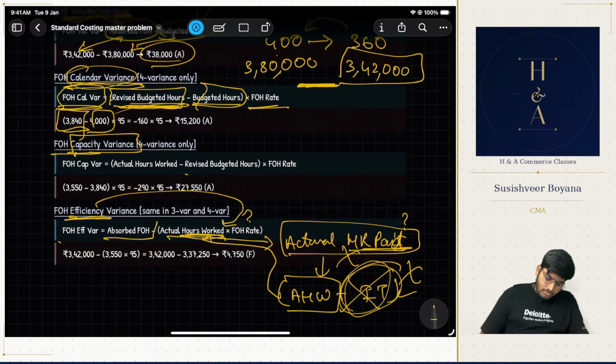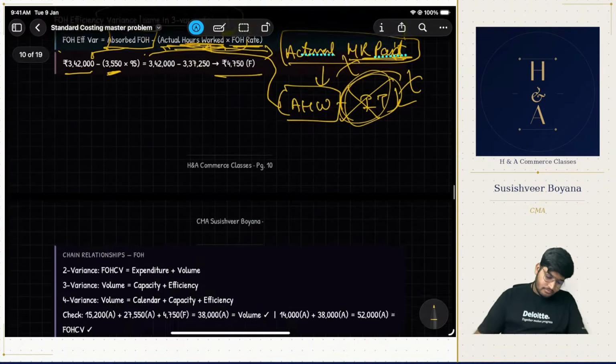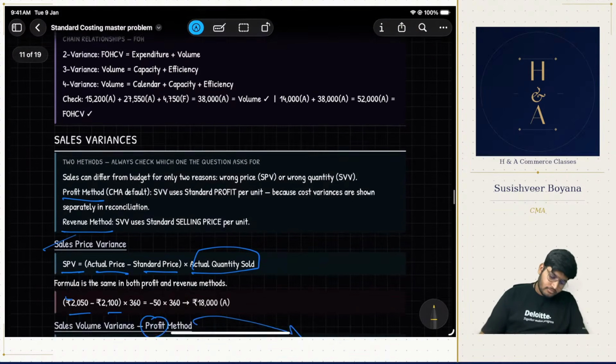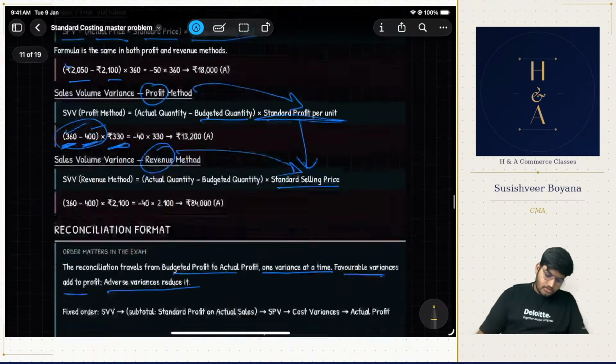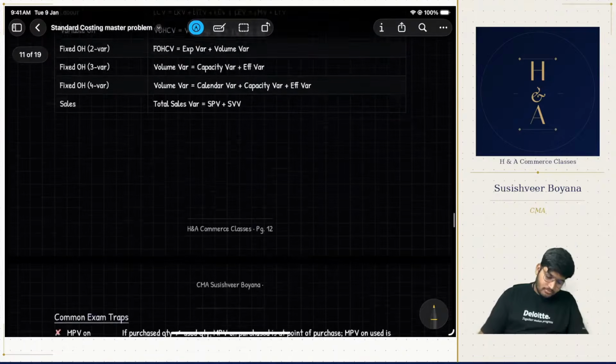So absorbed overhead minus actual hours worked into fixed overhead rate. 3,42,000 is absorbed for 360 units. We already found out it's the same. Actual hours worked is 3,550. The rate is 95. You see a favorable variance. With that, we are done with the sum.